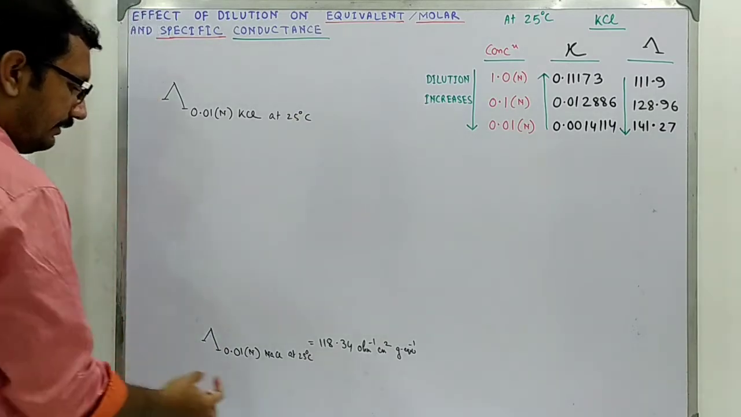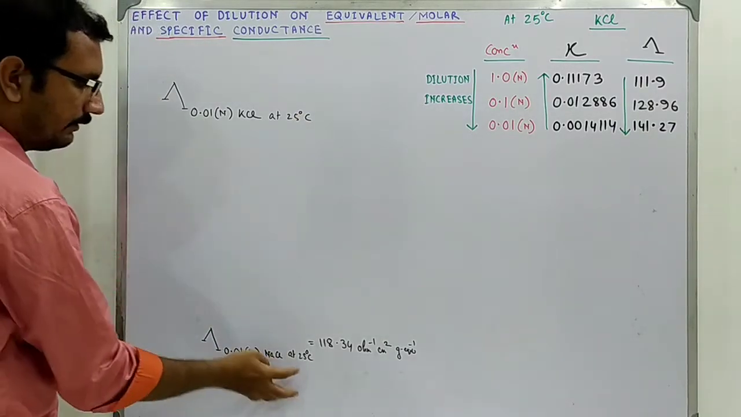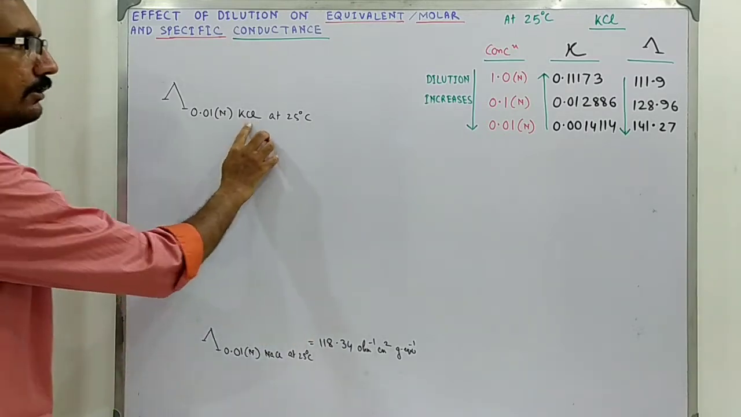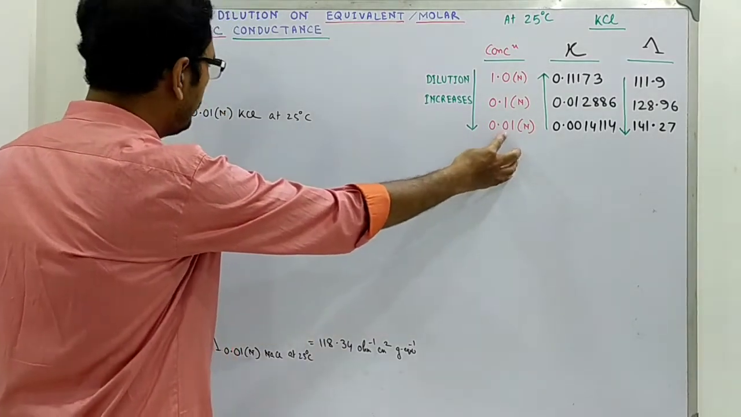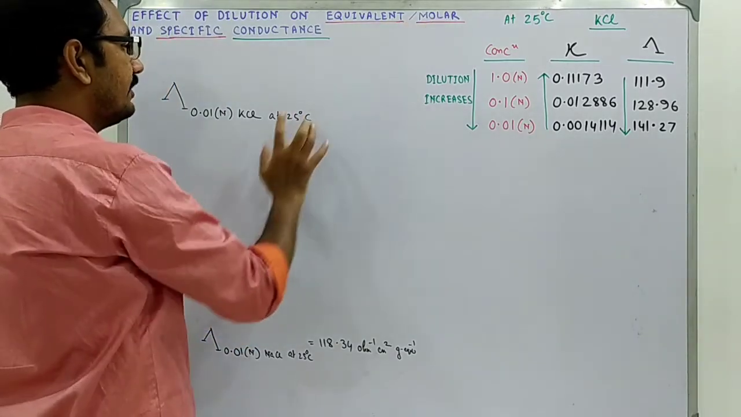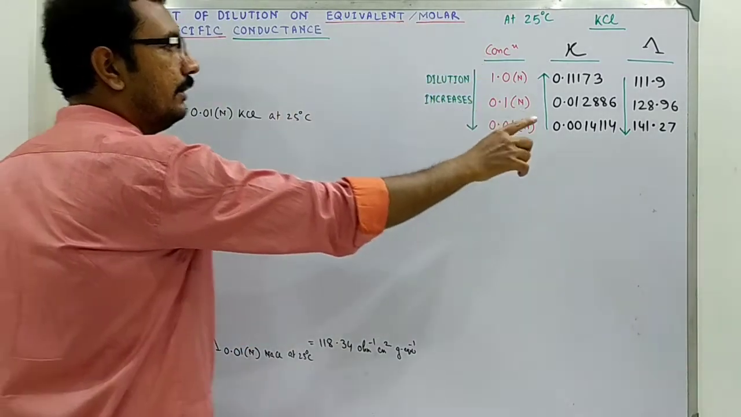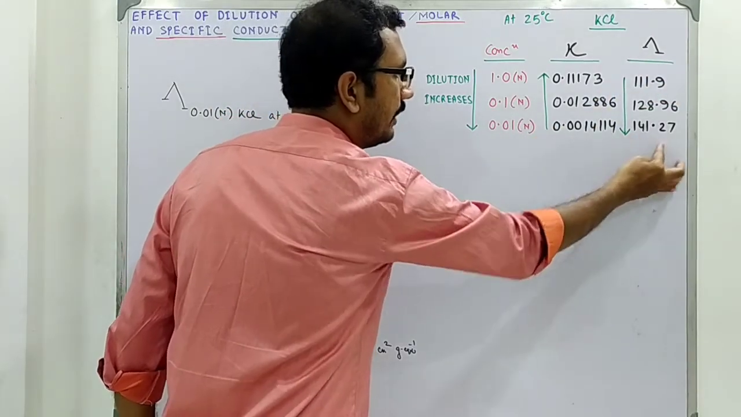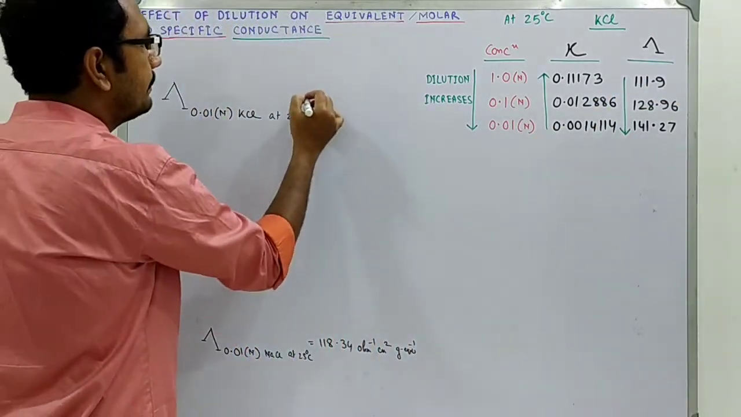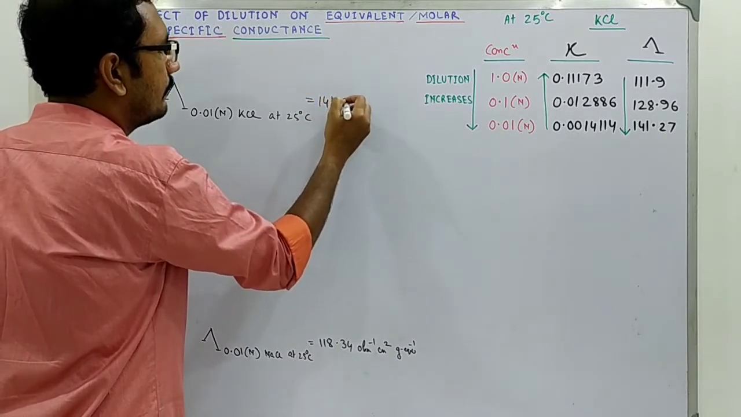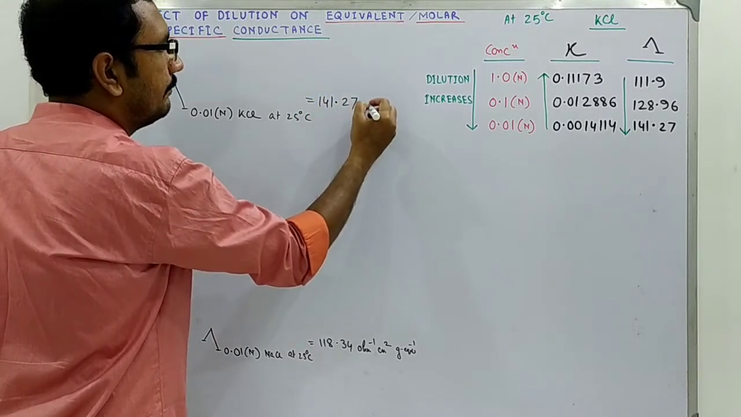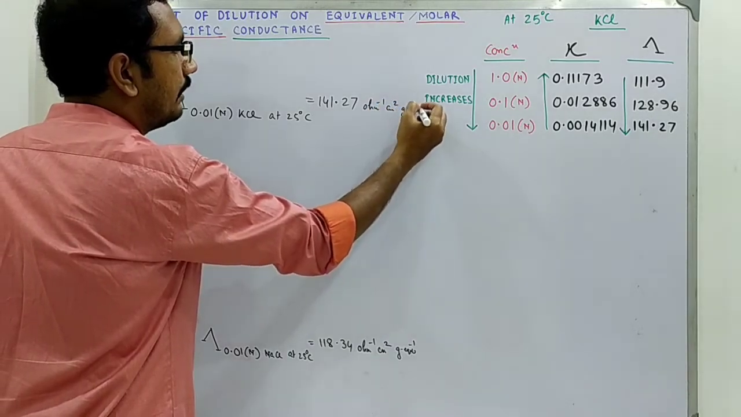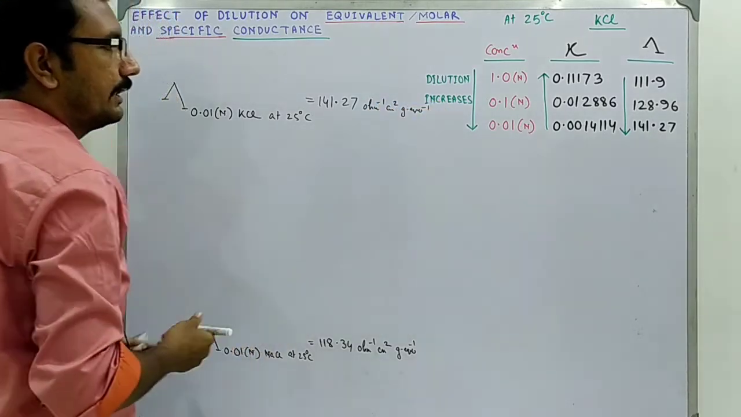I am keeping the concentration the same, the temperature the same, but switching from NaCl to KCl. So, that is given here, it is 0.01 normal. The temperature is 25 degree centigrade, it is for KCl. So, the value is this, 0.01 normal, it is lambda. The value is 141.27 ohm inverse centimeter square per gram equivalent.